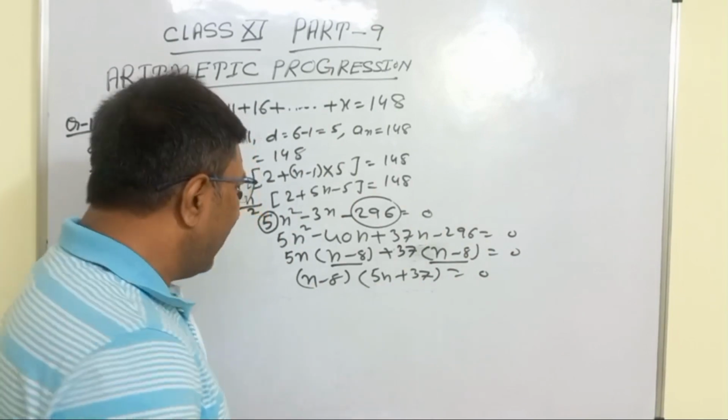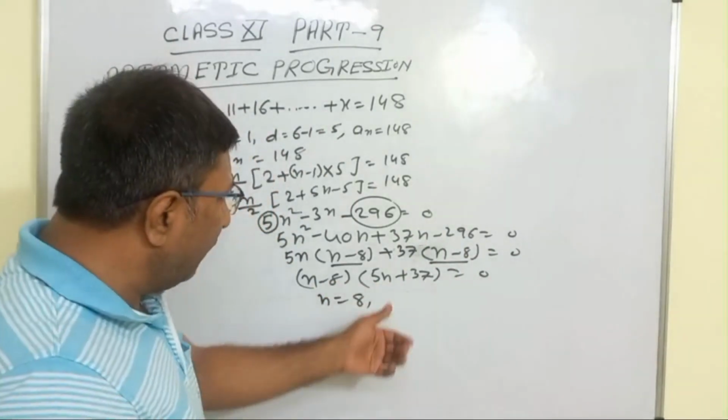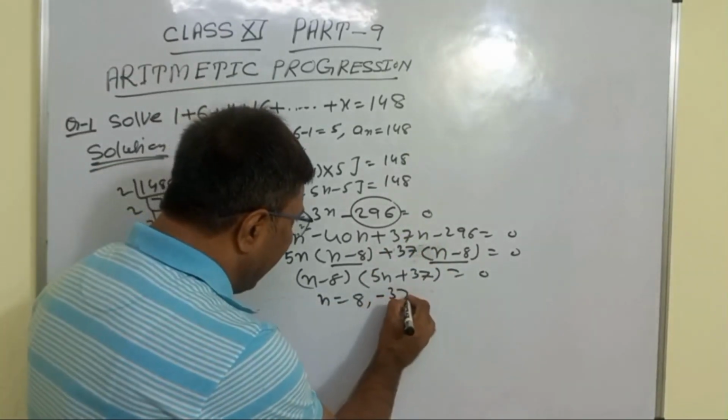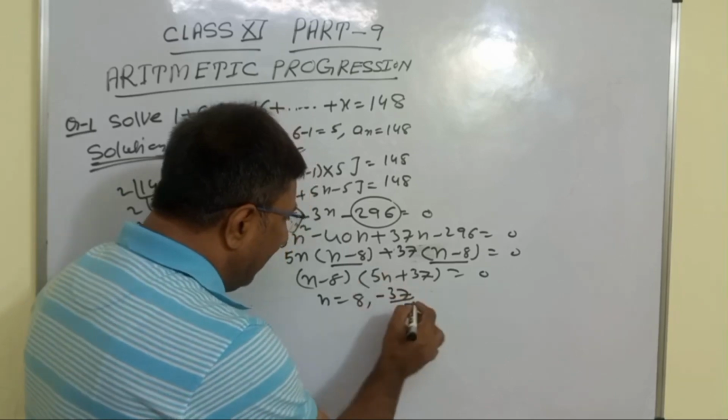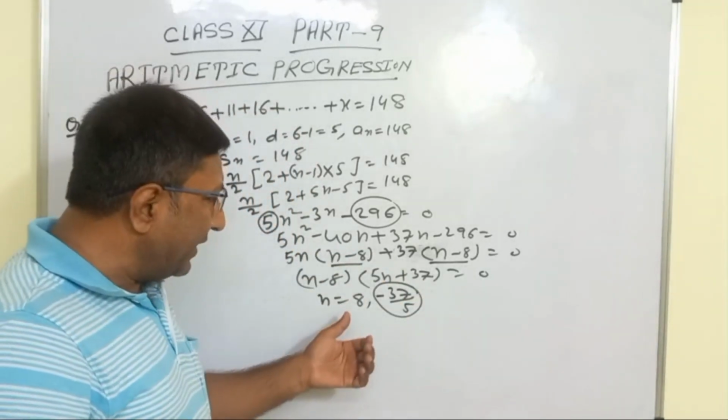So when n minus 8 is 0, n is 8. When 5n plus 37 is 0, then n is minus 37 by 5. But this is negative, so n cannot be negative. So n is 8.